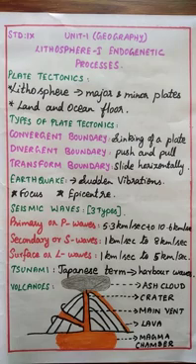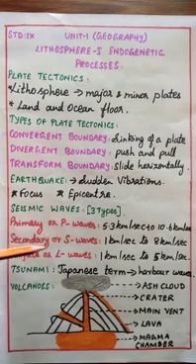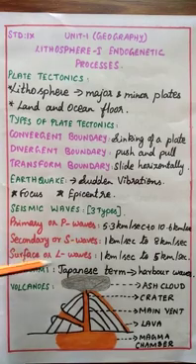And next are the seismic waves. Earthquakes generate seismic waves, and the nature, force and speed of these seismic waves depend on the nature of the medium through which they pass. The seismic waves consist of three types: the primary or P waves, the secondary or S waves, and the surface or L waves.